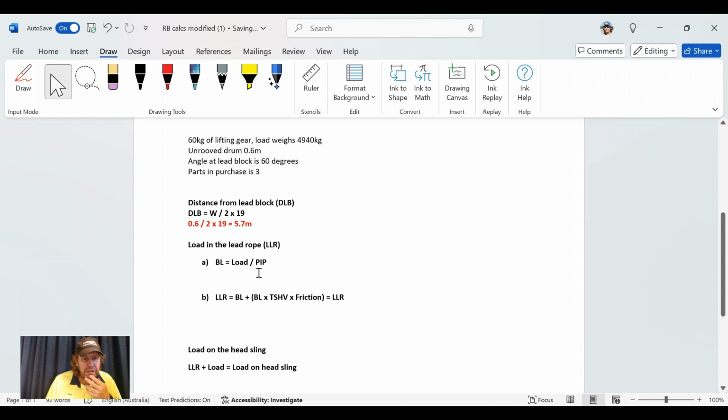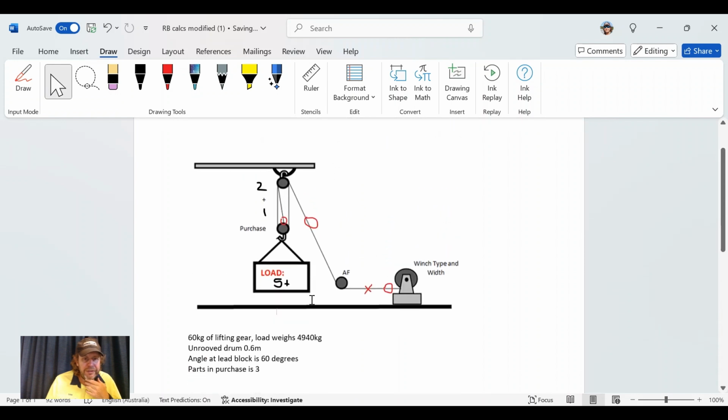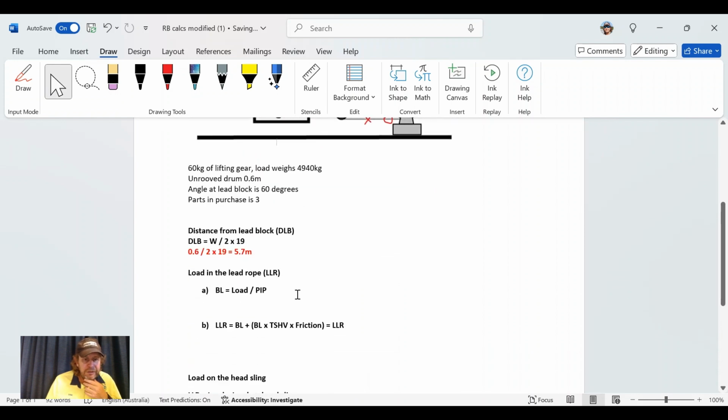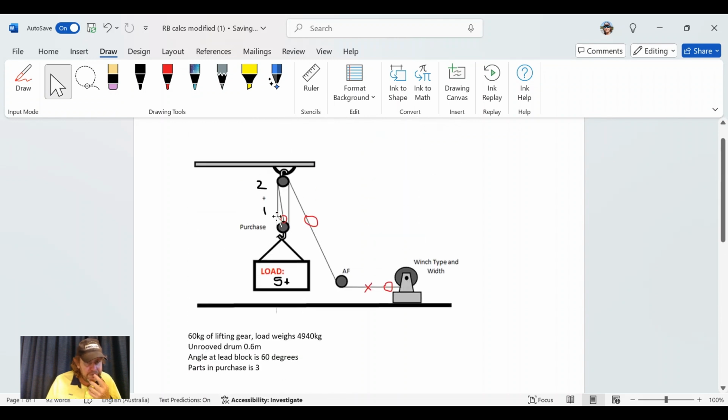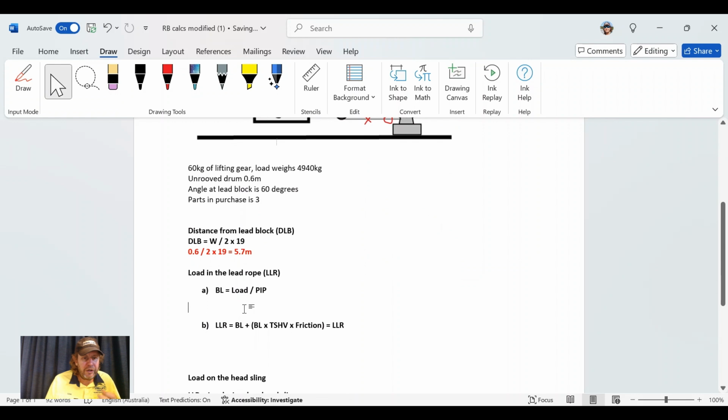Beckett load equals load divided by parts in purchase. So the load is 5 ton. The parts in purchase is 3. Two up there and one down the bottom. Five divided by three equals... And this is the important part. I've got a calculator here.